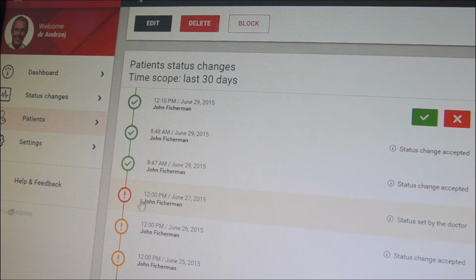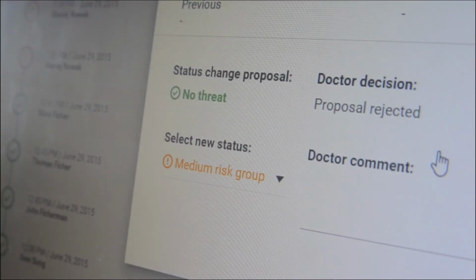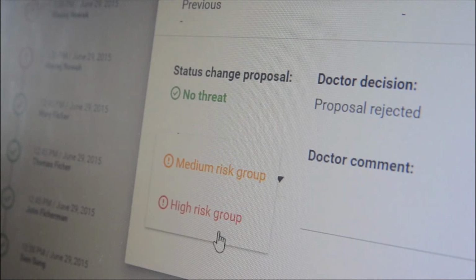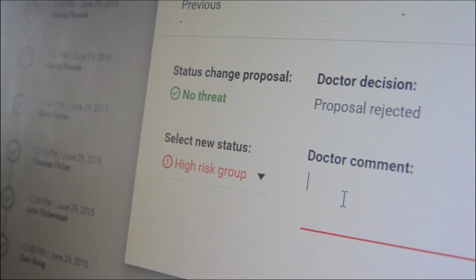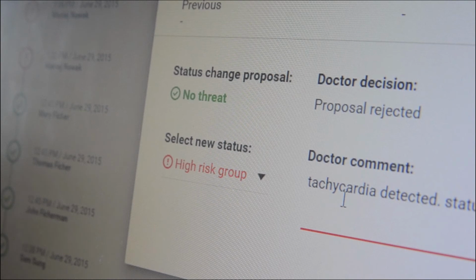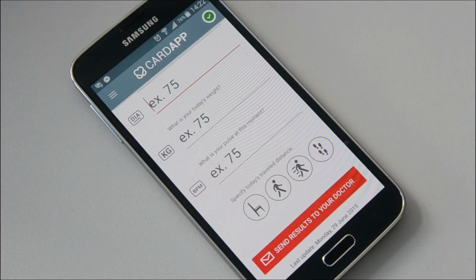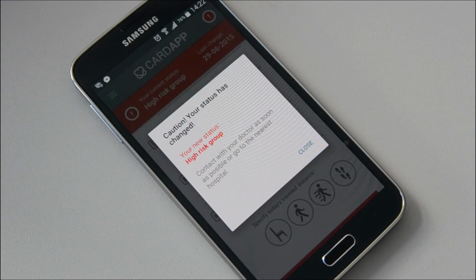The dedicated algorithm for cardiac risk assessment is at the core of the CardApp system. The patient's current and historic data is processed, and as a result he can be assigned to a relevant risk group. However, the final decision always belongs to a doctor. Once the doctor has decided, the patient is notified about his condition, again using the FIWARE Orion Context Broker generic enabler.